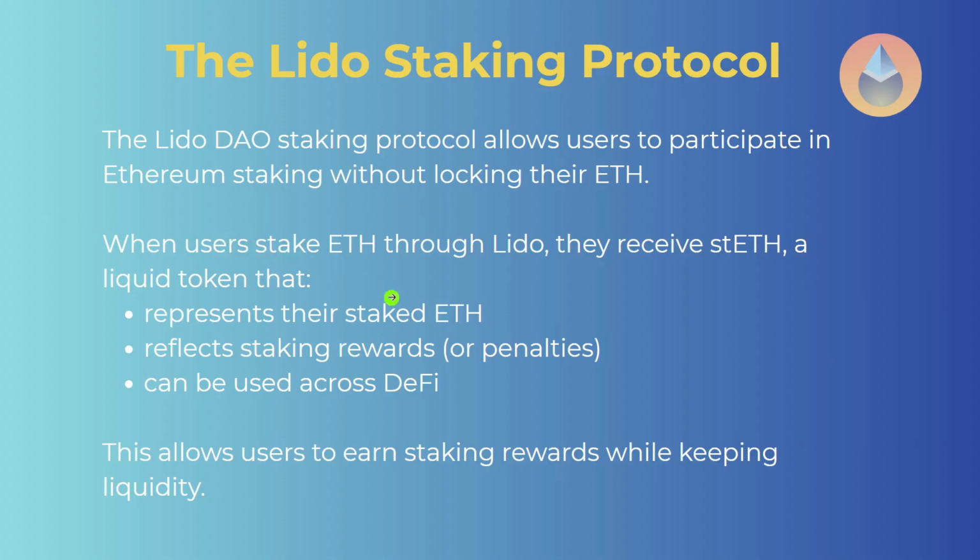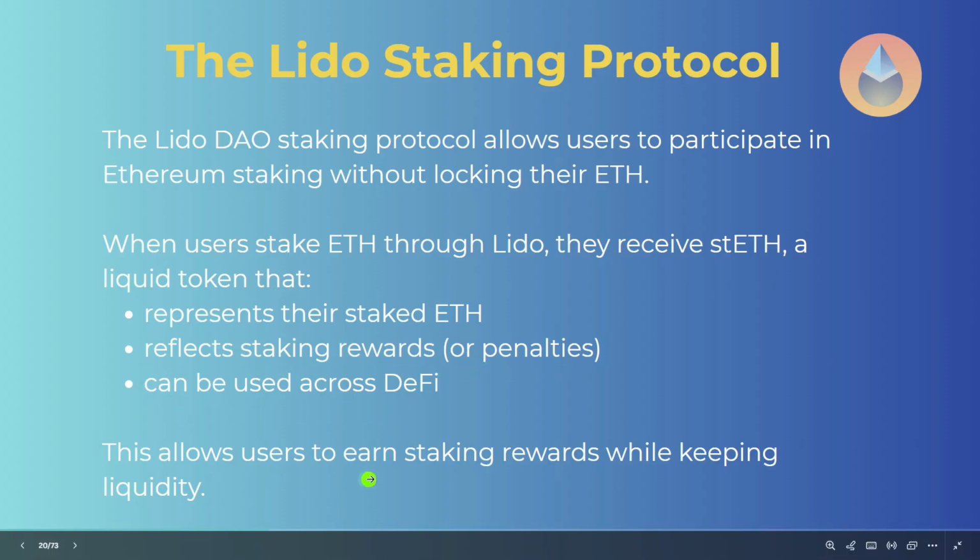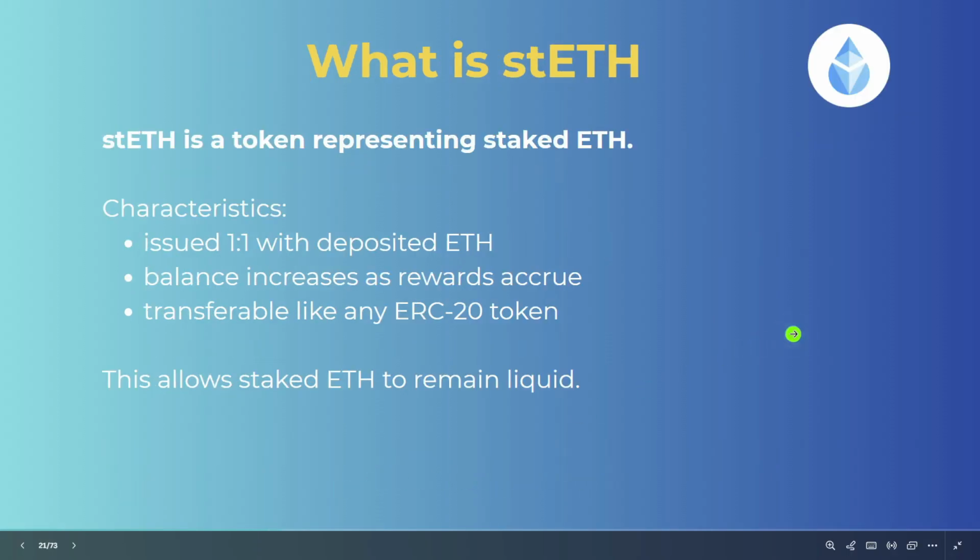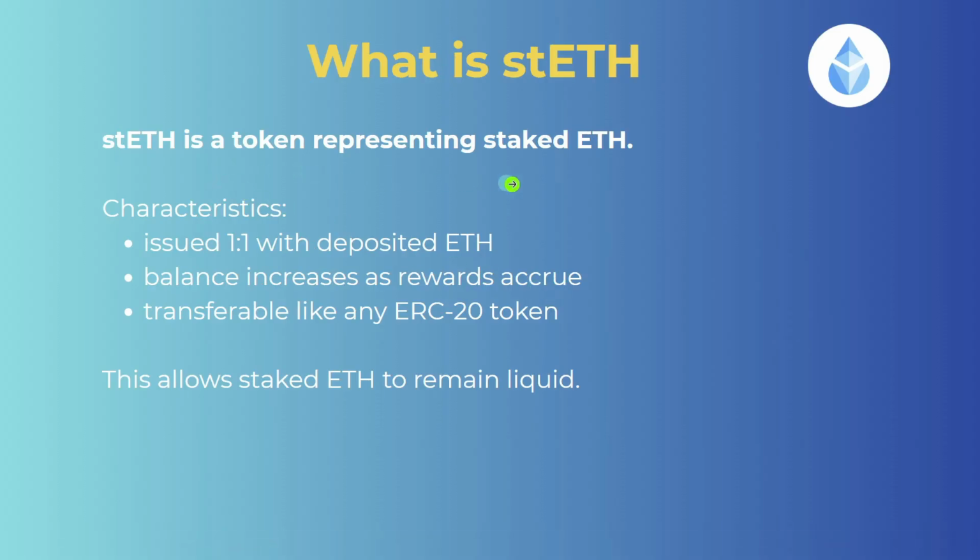So when users stake ETH through Lido, they receive stETH, which is a liquid token that represents their staked ETH, reflects staking rewards or penalties, and can be used across DeFi. This allows users to earn staking rewards while keeping liquidity. What is stETH? stETH is a token representing staked ETH. The characteristics are it is issued in a 1-to-1 ratio with deposited ETH. So as we said, if I deposit 1 ETH, I get 1 stETH.